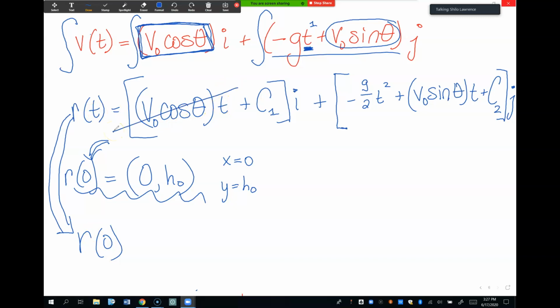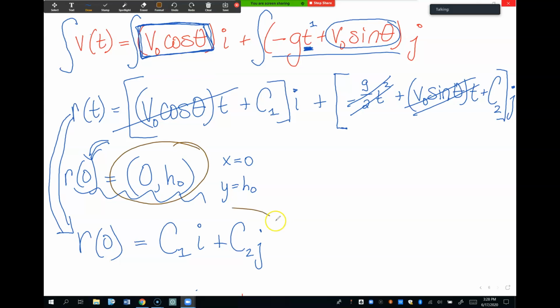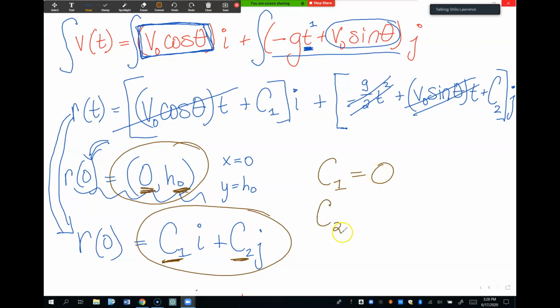It will zero out that entire term, and we'll just be left with c1 i. It will zero out this entire term and this entire term because you're multiplying by 0. You'll be left with just c2 j. This guy and this guy have to be equal. So the x's have to be equal, and the y's have to be equal. That means c sub 1 is 0, and c sub 2 is our initial height.